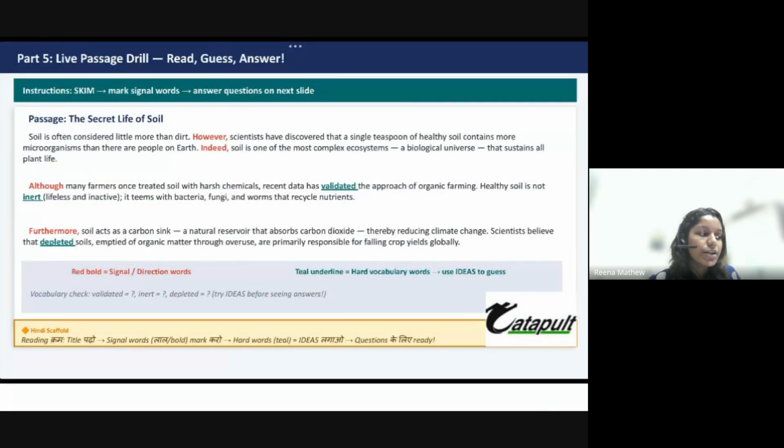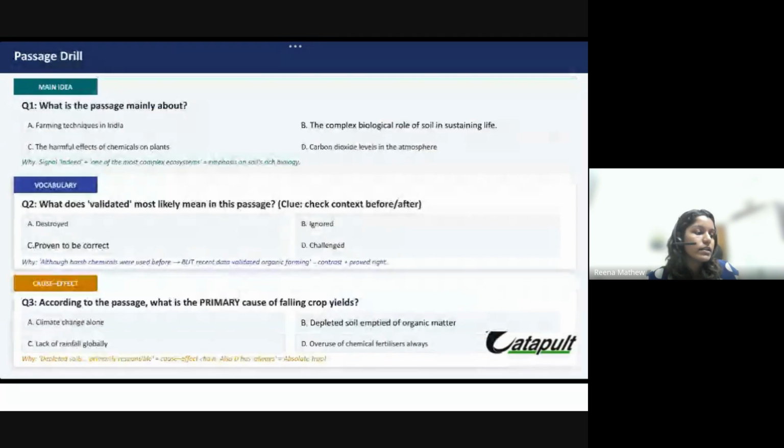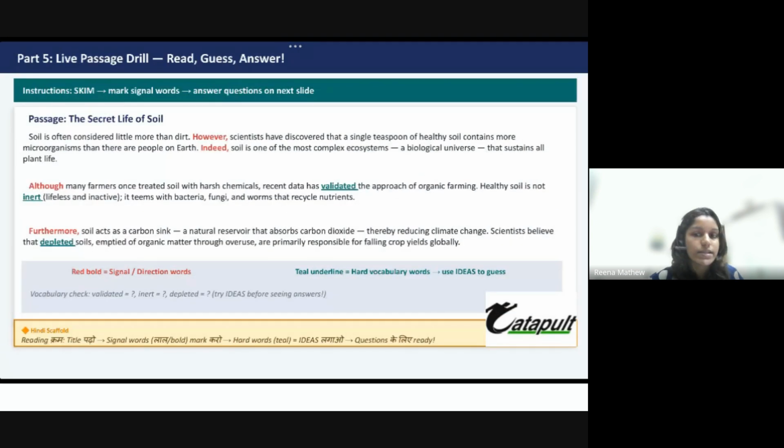Now I have given you this passage. Okay. In red, bold words are your signal words. There are some difficult, kathin, words in it that are underlined. Okay. So can you tell me what the passage is mainly about? I'll show you the passage. What is the passage mainly about?